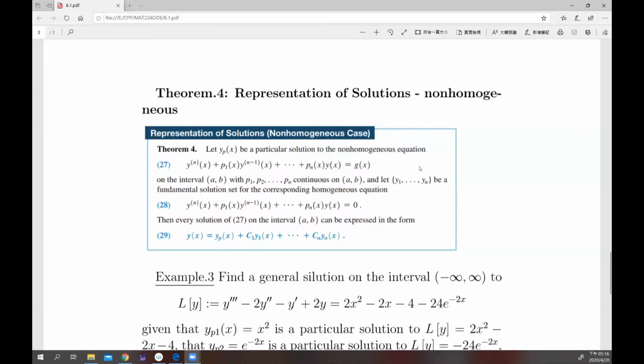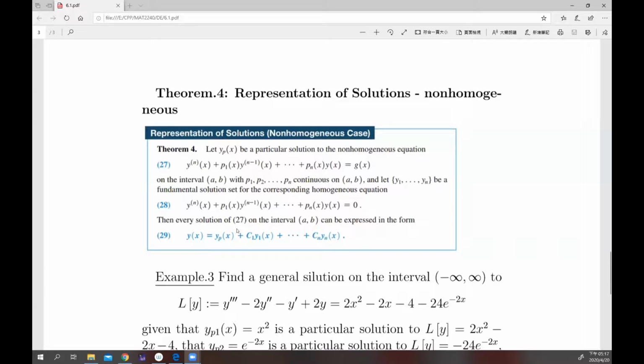All right, so theorem 4, that y sub p be a particular solution to the non-homogeneous equation right here on the interval AB with P1 up to Pn continuous on A and B, and that Y1 up to Yn be a fundamental solution set for the corresponding homogeneous solution, right? So the Y1 up to Yn, they are going to be part of Y sub H.